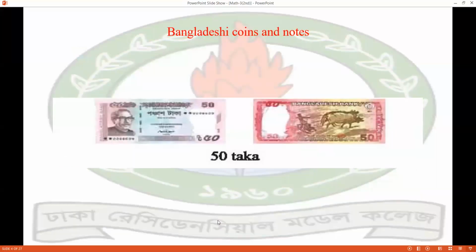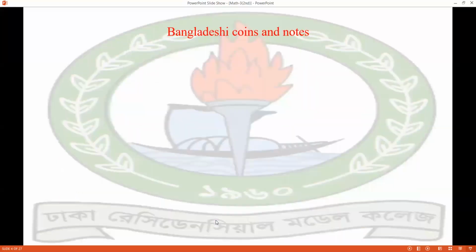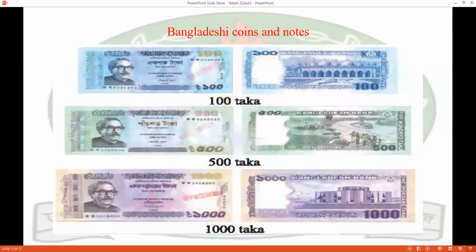So there are 1, 2, 3, 4, 5, 6, 7, 8, 9. 9 types of notes are available in Bangladesh. The highest note is 1000 taka, and the lowest note is 1 taka. These are the notes of Bangladesh.